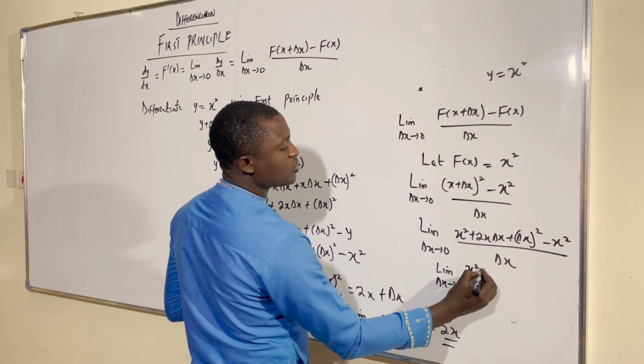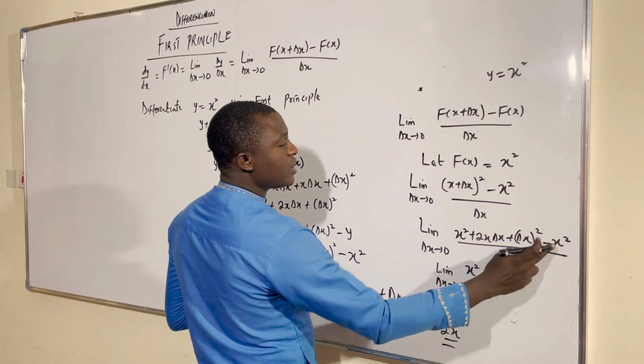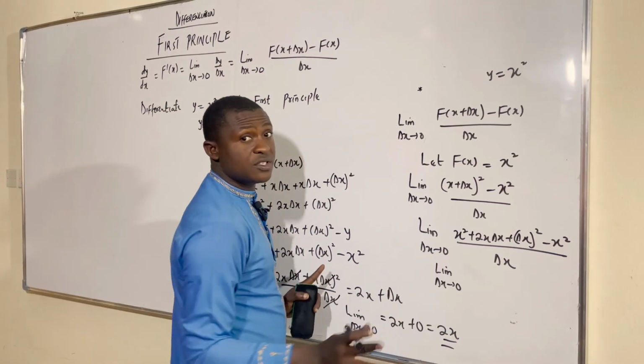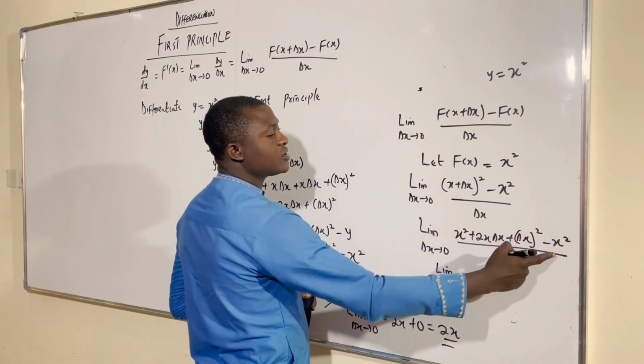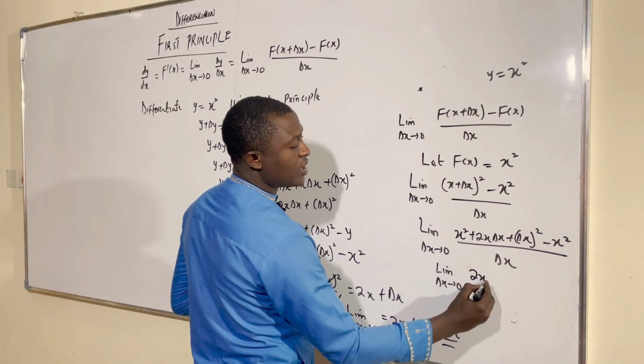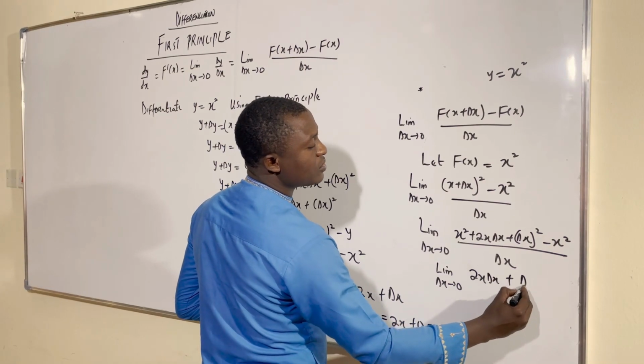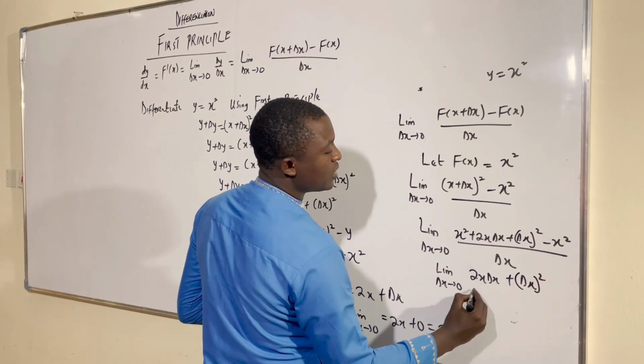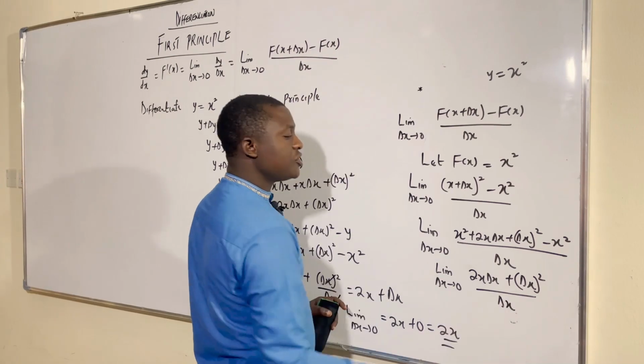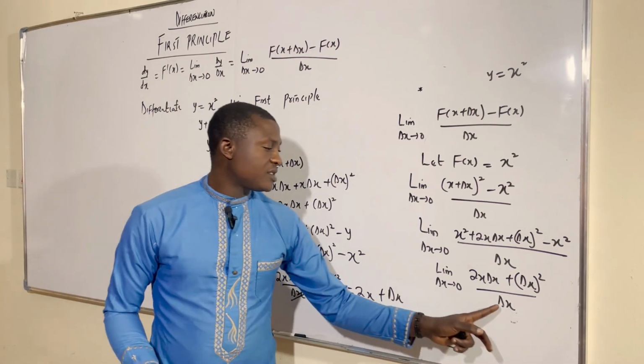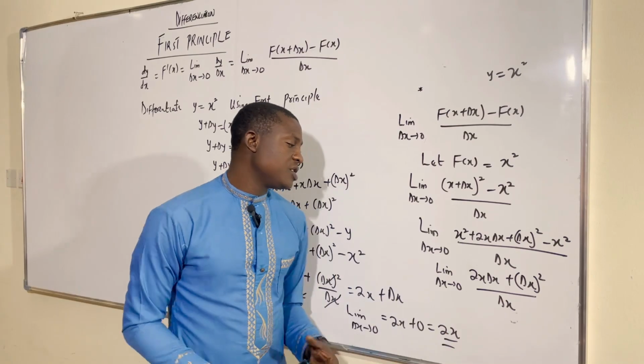So here we have limit of changing x to 0. So we have x squared. Now x squared minus x squared, that one can be 0, right? So if x squared minus x squared is 0, what we have left is 2x changing x plus changing x all square, all divided by changing x, right? Fine. So the next step is you can divide through by changing x one after the other.